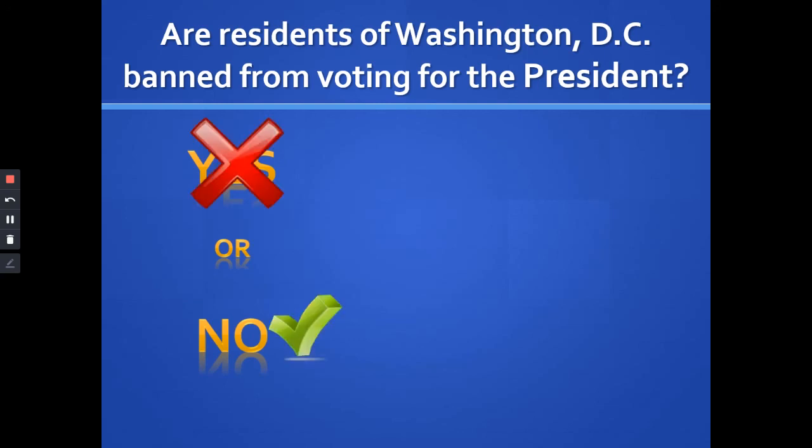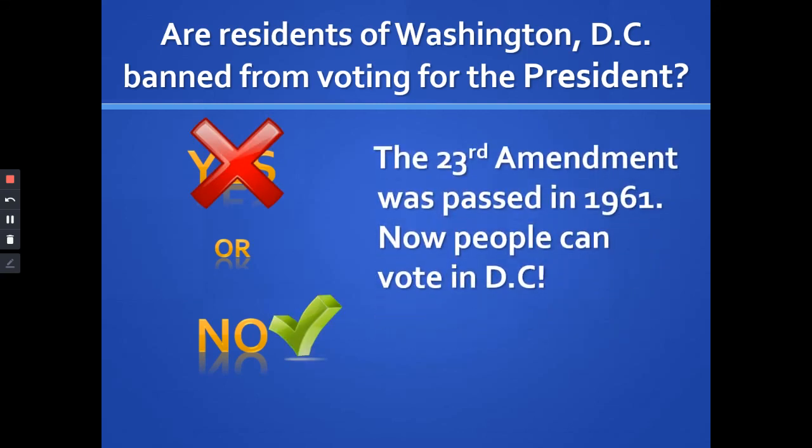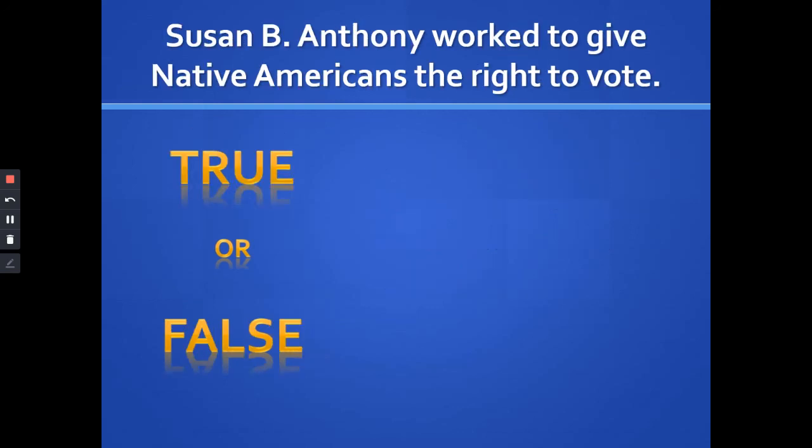So my answer is that no, they are not banned from voting for president. It was because of the 23rd Amendment that was passed in 1961. Now, if you live in Washington, D.C., you can also vote.